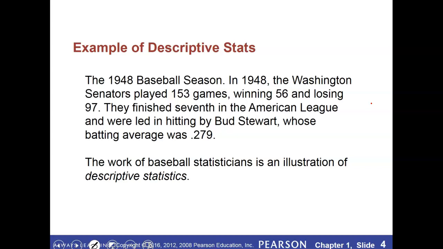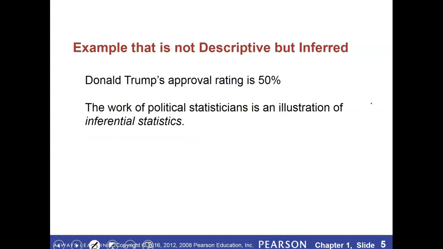An example of a descriptive statistic would be something like this. In 1948, you may not be interested in baseball, but this is a descriptive statistic about the Washington Senators. They played 153 games. They won 56 of them. They lost 97 of them. They must not have been a very good team. They finished 7th in the American League and were led by Bud Stewart with a batting average of .279. So that's just a descriptive statistic about the 1948 Washington Senators baseball season.